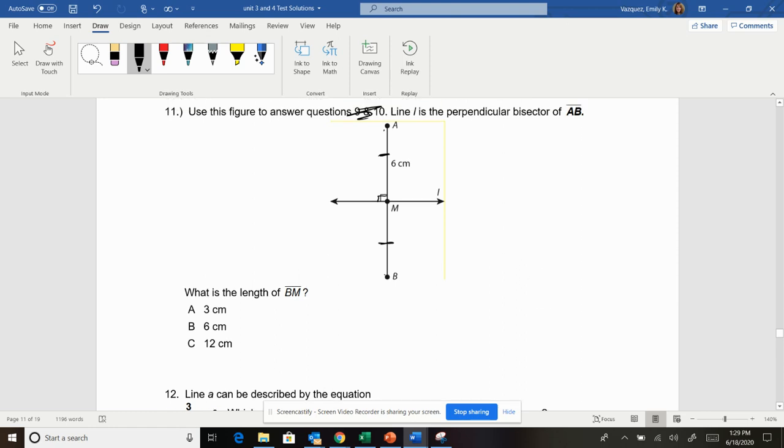So the question is, what is AB? AB, meaning the entire line. Well, if AM is 6, and I know that AM is equal to BM, then BM is also 6. So the entire line from AB has to be 12, because 6 plus 6 is 12.